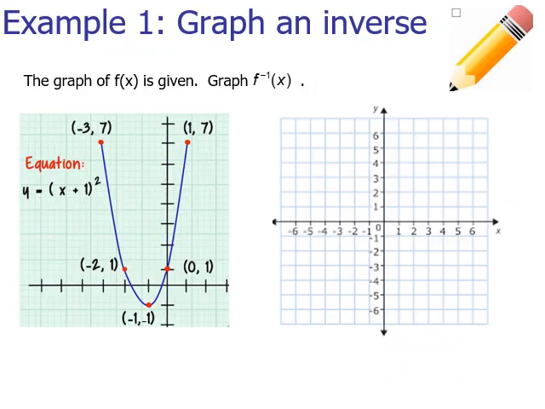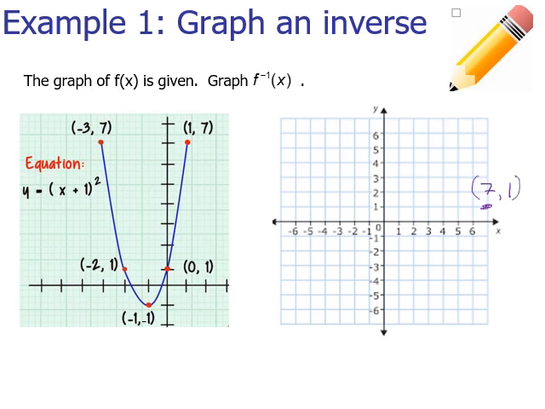So, if I want to graph an inverse, we're going to do the same thing as that last slide said to do. We're just going to switch around our x and our y values for each point. So, I had the point 1, 7. I'm going to graph its inverse point of 7, 1. There we go. 7, 1.